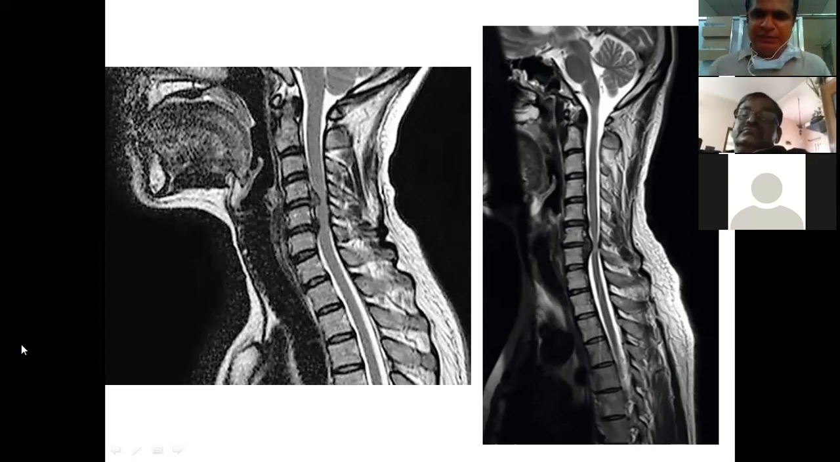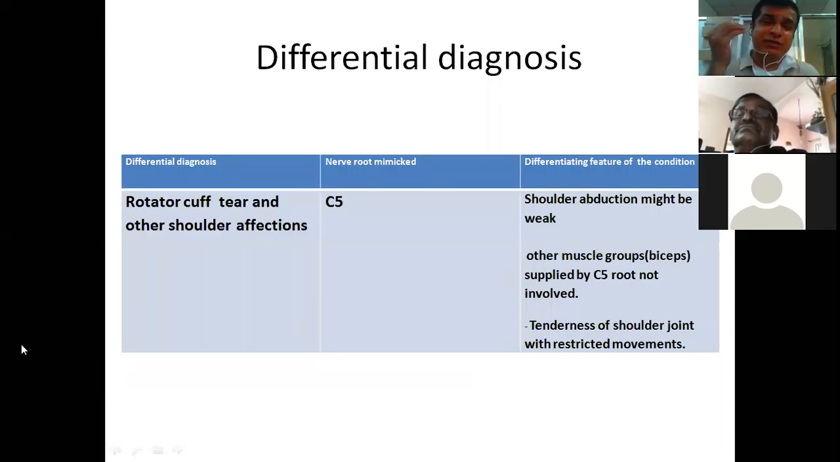So I think I'm clear. We have finished the history and presentation part, clinical examination part, X-ray, MRI. So what next? There are many differential diagnoses for neck pain with shoulder pain. The most common one is shoulder pathology.